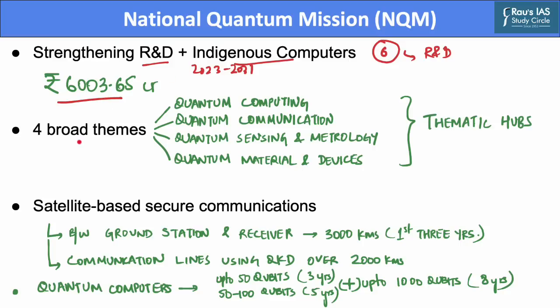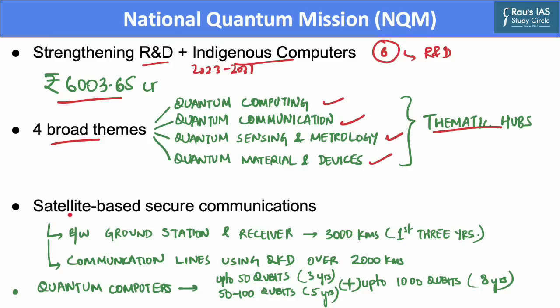Under the NQM, there are 4 broad themes. The first is quantum computing, the second is quantum communication, the third is quantum sensing and metrology, and the fourth is quantum material devices. Thematic hubs for each will be established at the research institutes and R&D centers who are already working in this field of research.